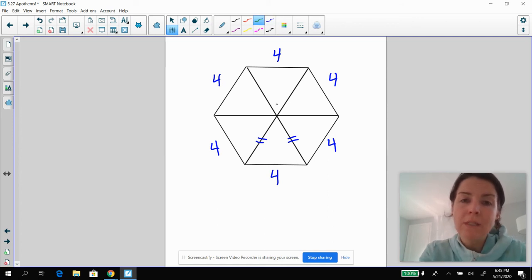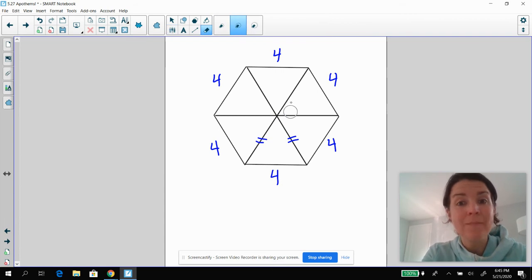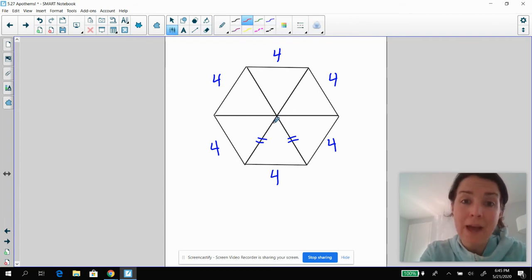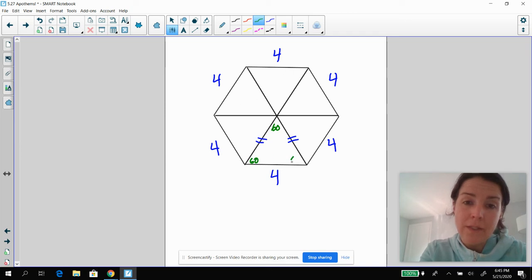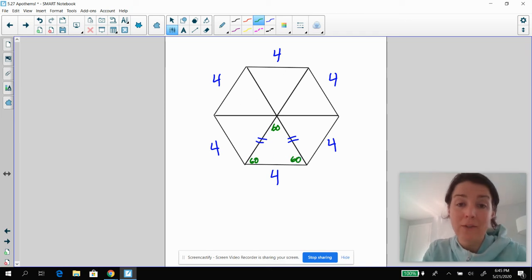But also what's important is if I went all the way around here, I'd have 360 degrees. So 360 degrees divided by 6 is 60. So that means that if I'm looking at this triangle, that vertex angle is going to be 60 degrees. And I know that this is isosceles, so that means my bottom angles are going to be 60 because I know if sides then angles. So more than just isosceles, this is an equilateral triangle.